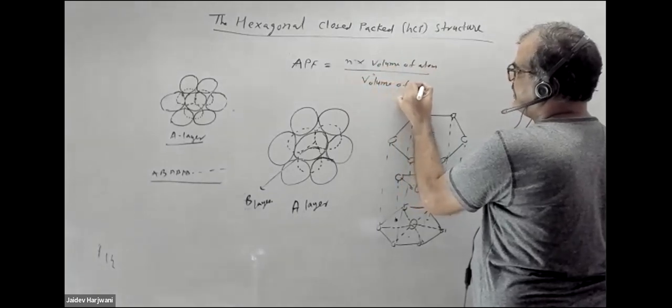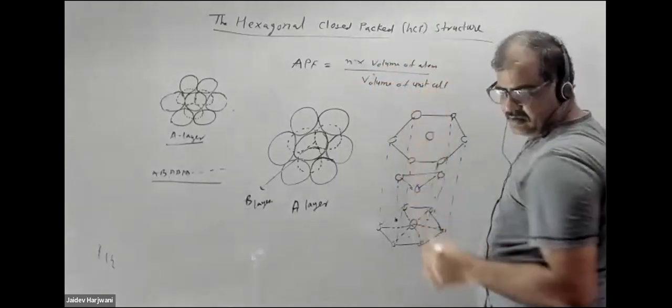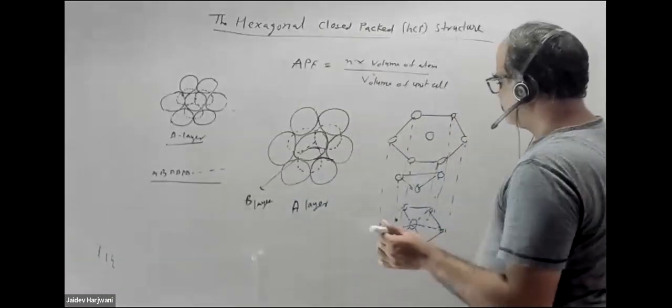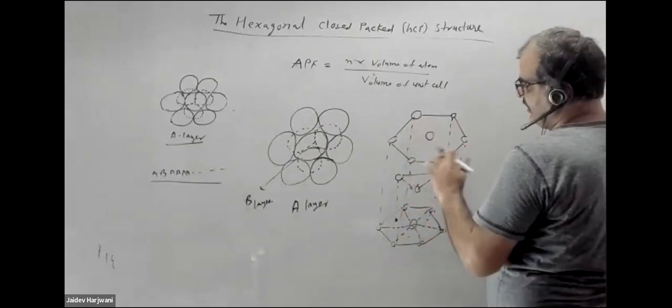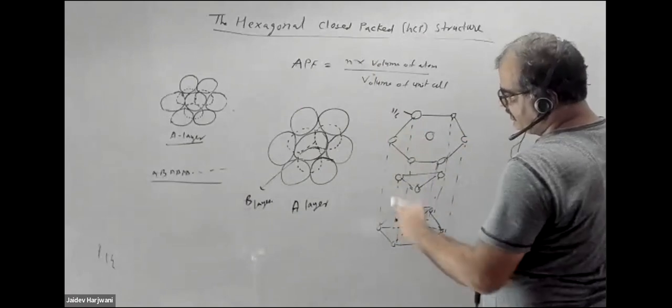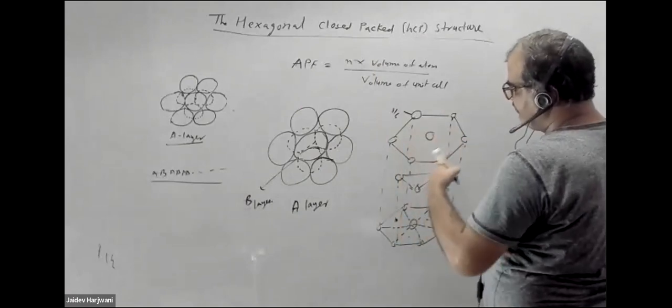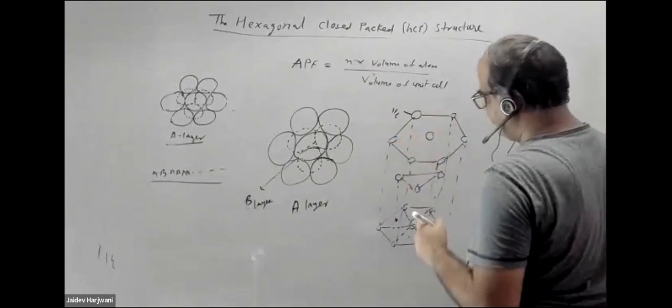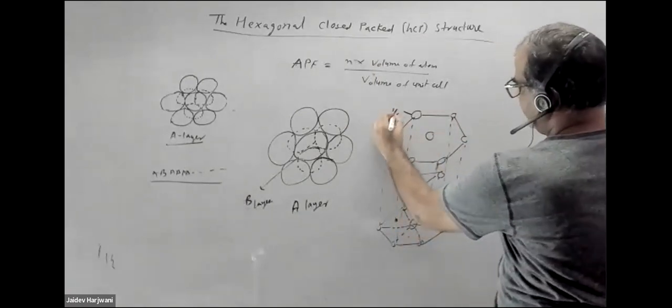Now we have to first calculate how many atoms are in this unit cell. So at the corners, we have 6 atoms. Each atom will contribute only 1/6. So this layer will give me 6 atoms, each contributing 1/6. तो कितना हो जाएगा?